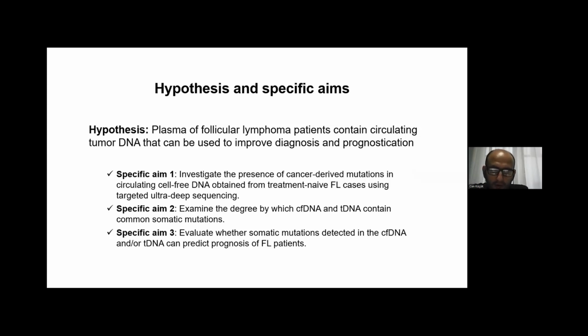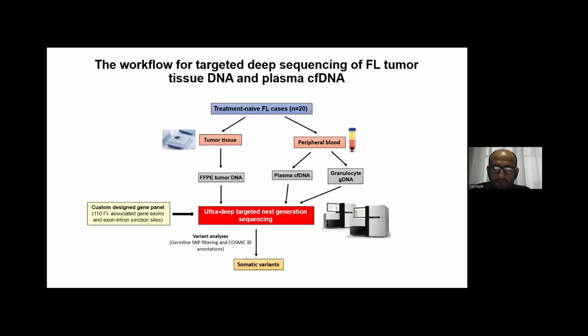So we chose the next-generation sequencing approach, a targeted approach, in this study. And the second aim is to examine the degree by which cfDNA and tumor DNA contain common somatic mutations. And the third aim is to evaluate whether somatic mutations detected in the cfDNA and/or tumor tissue DNA can predict the prognosis of follicular lymphoma patients.